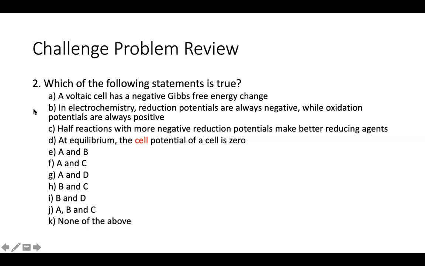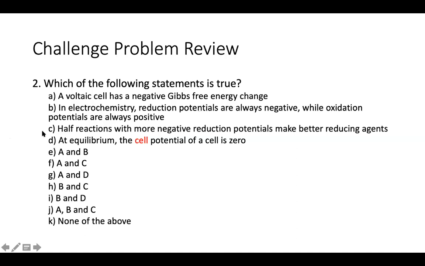Statement B is incorrect. It says in electrochemistry, reduction potentials are always negative, while oxidation potentials are always positive. If you just look at a chart of all your reduction potentials and half reactions, you'll notice that there are plenty of reduction potentials that are both positive and negative. Just looking at a chart, you'd be able to realize that this isn't true. I just threw around some jargon that might make it a little confusing.